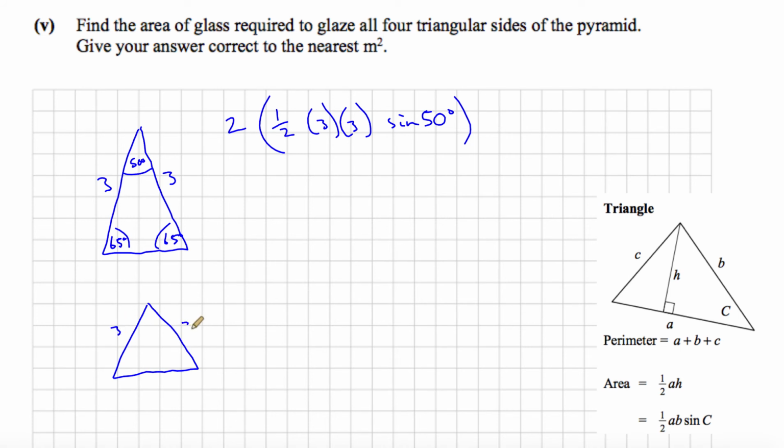It's 3, 3, and 3. And equilateral triangles have angles of 60 degrees. So for this one, there's going to be two of these as well. This is going to be a half of 3 by 3 by the sine of 60. And then I'm going to add both of these two together.